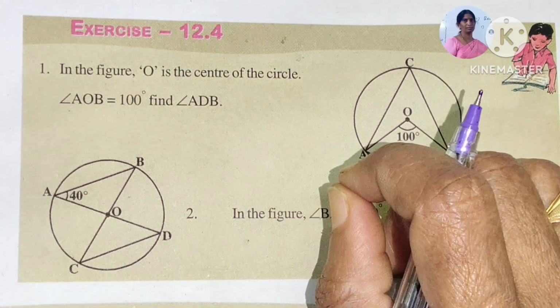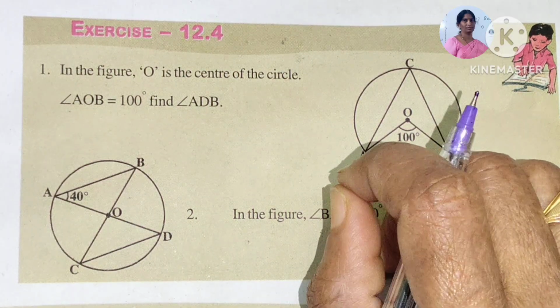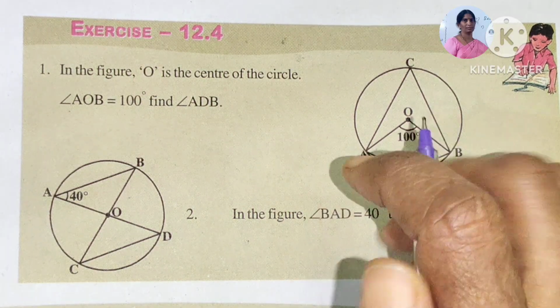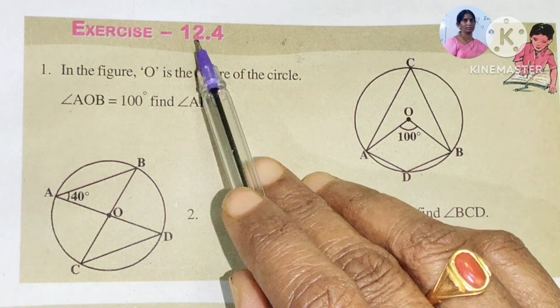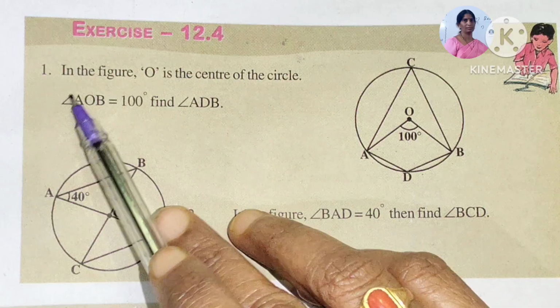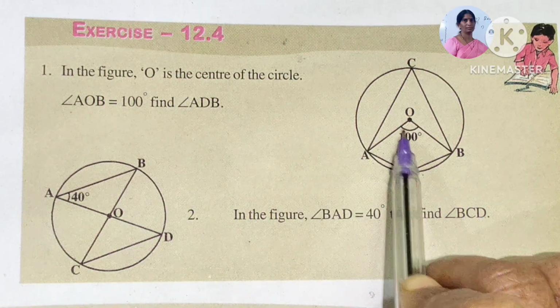In the previous class we learned the chords and their distance from the center of the circle. So here today, class 9th, chapter 12, Circles, exercise 12.4. Here is the first question. In the figure, O is the center of the circle.